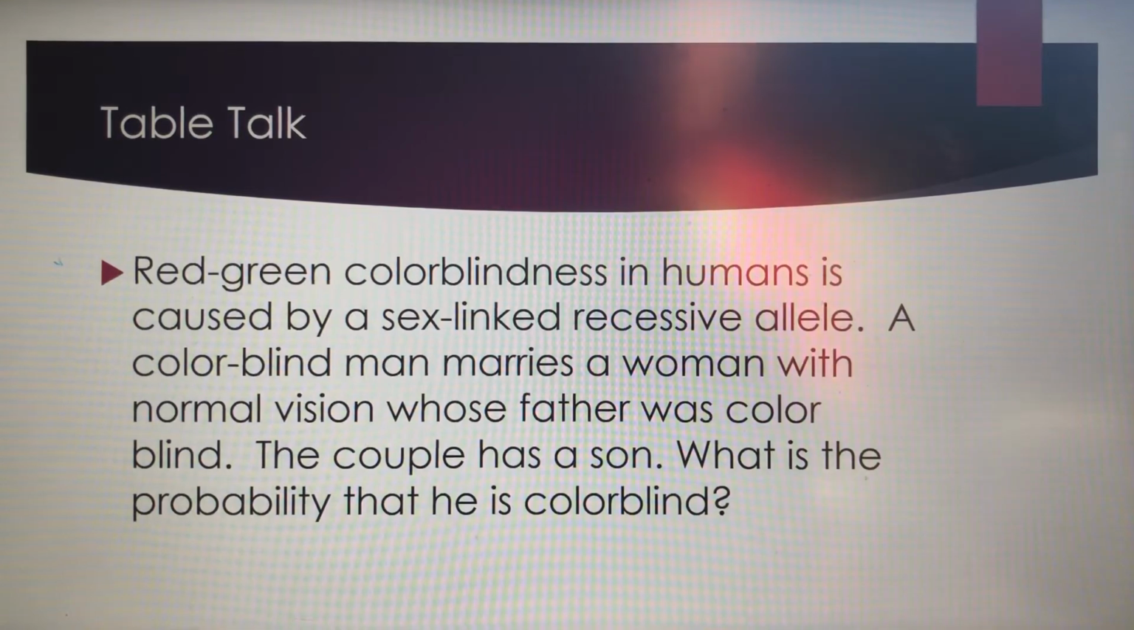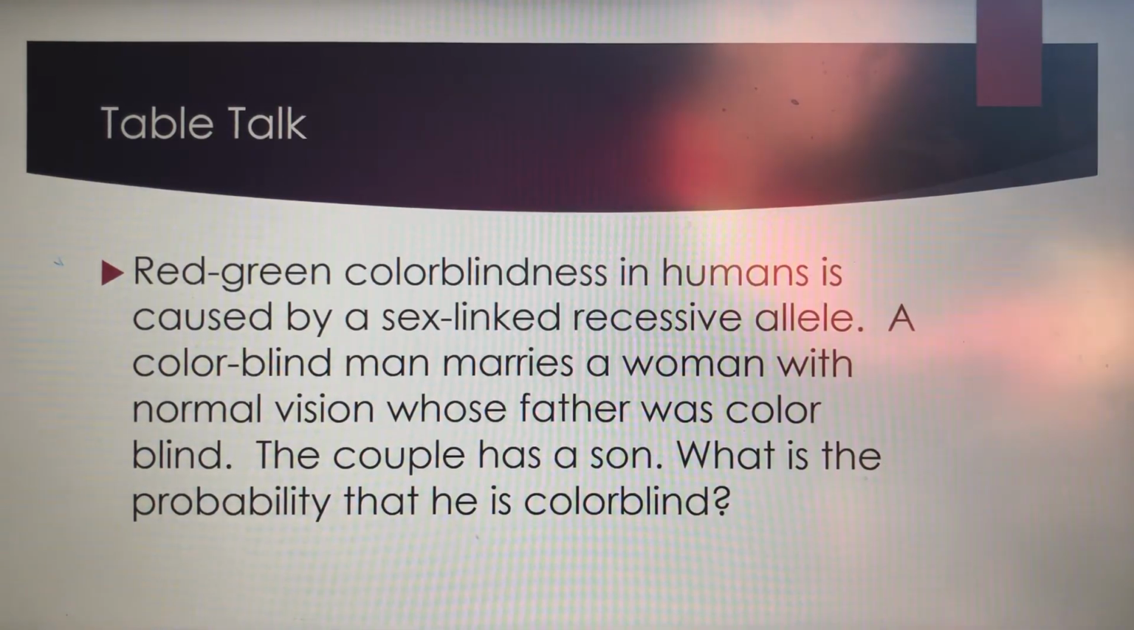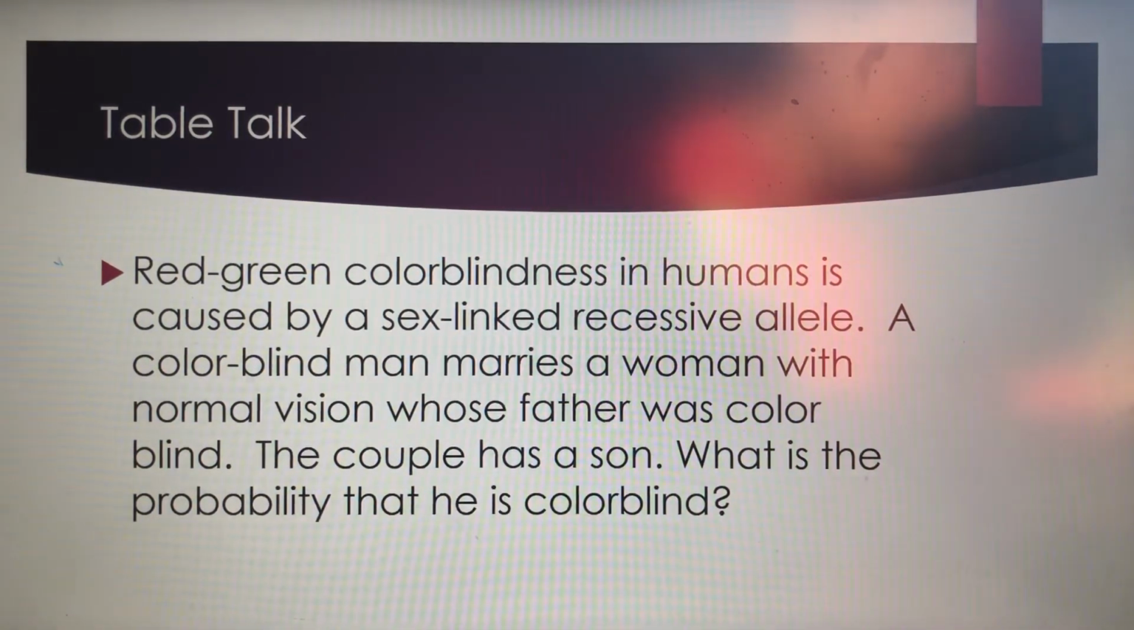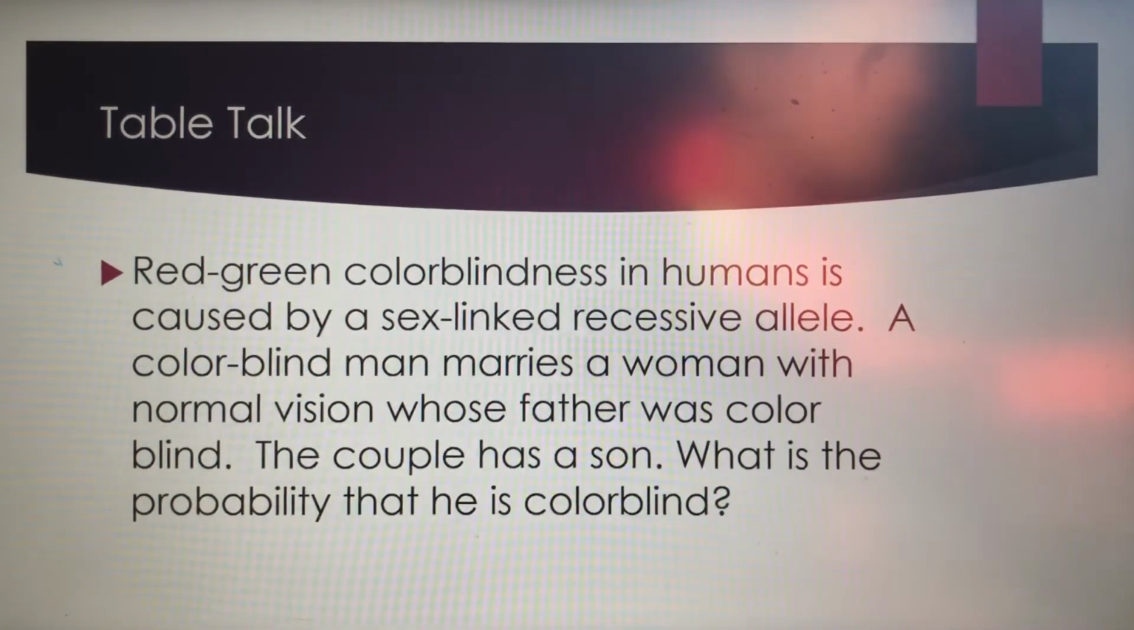Well, let's think. The colorblind man marries a woman with normal vision. So let's make colorblind an easy way. Let's call it t because that's easy to see. So in order to express colorblindness, you need two little t's because it's a sex-linked recessive.